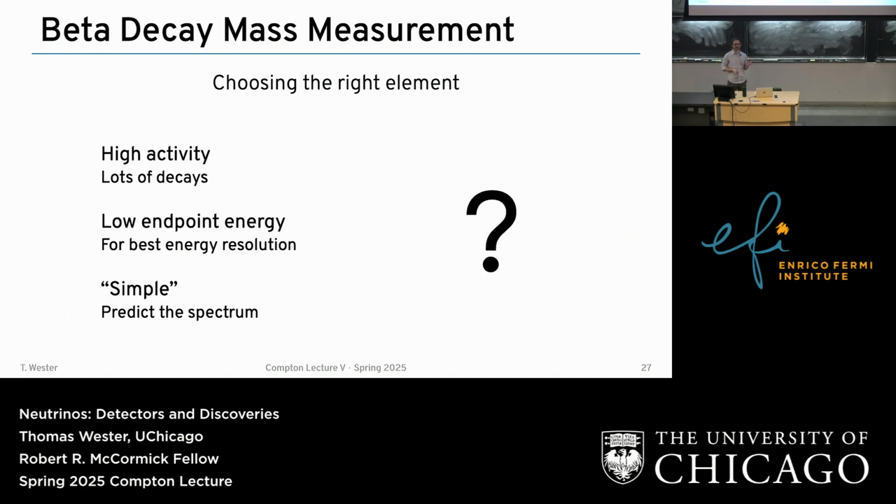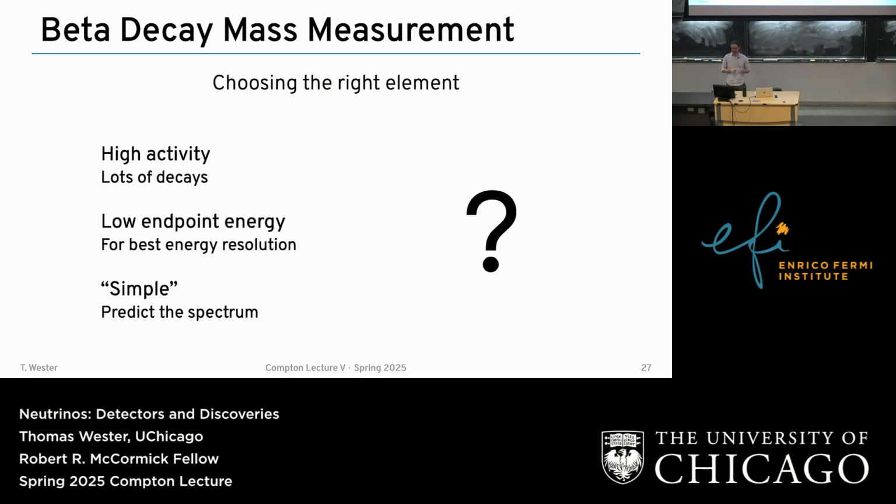The other thing you need is low endpoint energy. So I talked about the neutrino mass being 1 million times lighter than the electron, for example. So that means that when you measure the electron energy, what you need to do is have a detector that is sensitive to those levels of mass.